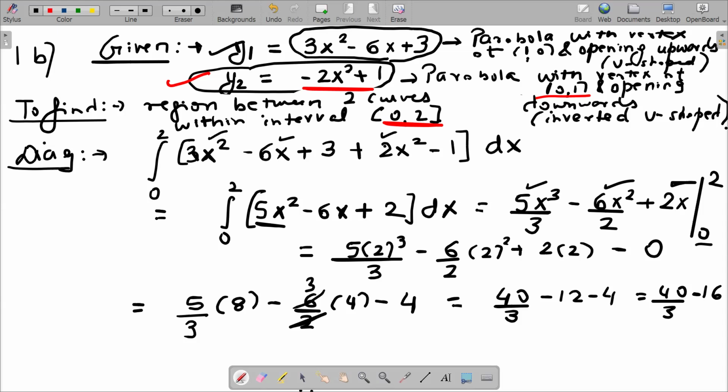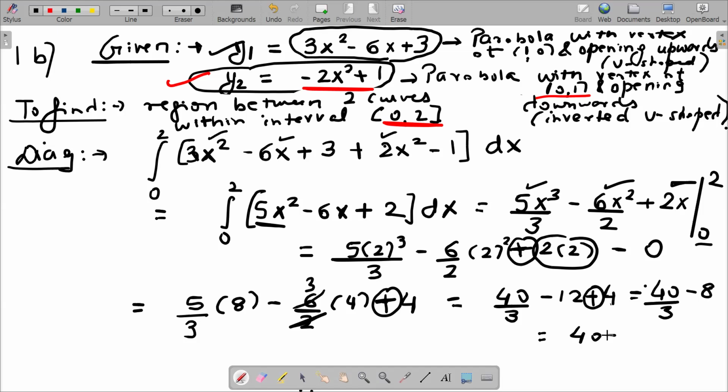This is plus 4, guys. Please make this correction. This is plus 2 into 2, which is plus 4. I think I made a mistake. I'm correcting it now. Okay. When you put x as 2, this is plus 2 into 2. So plus 4. So minus 12 plus 4 is going to be, now a correction here, as follows. 40 by 3 minus 8, which is going to be 40 minus 24 by 3. My answer is 16 by 3 square units.